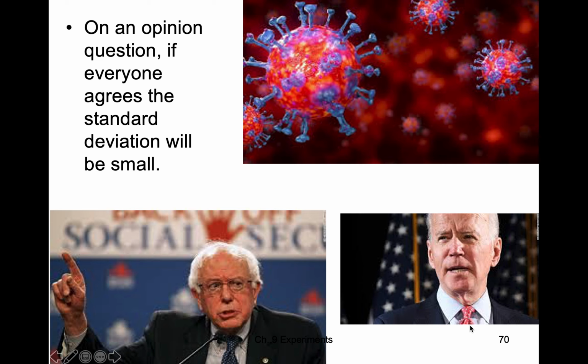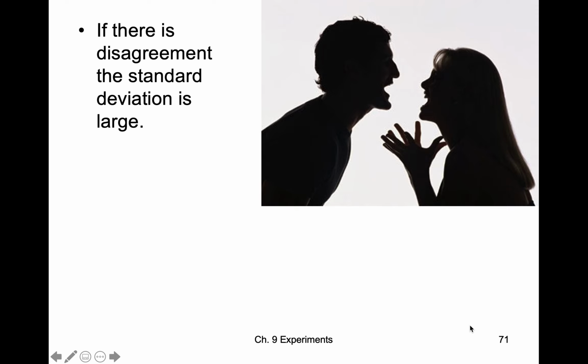Now, you wouldn't know whether they agreed on number 5 that they love it, or number 1 that they don't love it. But my guess, if there was a possible way to make money off of that, I would guess that it would be that they don't like the coronavirus. It would have a small standard deviation. If there is disagreement on the question, the standard deviation is large.